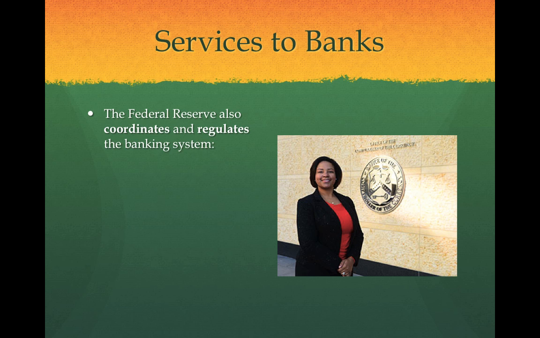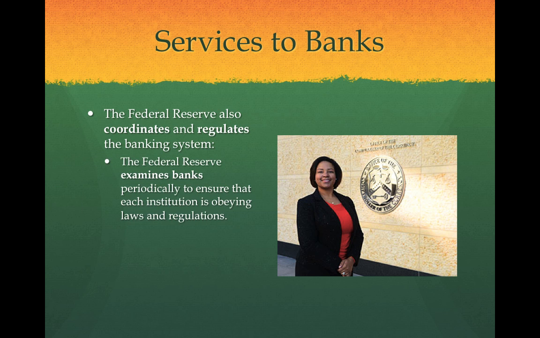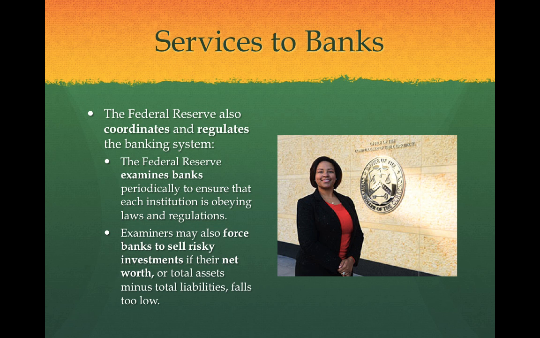The Federal Reserve also coordinates and regulates the banking system. The Federal Reserve examines banks periodically to ensure that each institution is obeying laws and regulations. This is very important. If people are going to have confidence in the banking system, the system has to be honest and it has to be monitored. And examiners may also force banks to sell risky investments if their net worth, or total assets minus liabilities, falls too low. So banks are allowed to invest money. However, if their investments are in junk bonds or risky stocks or something like that, a bank examiner can force a member bank to sell those things.